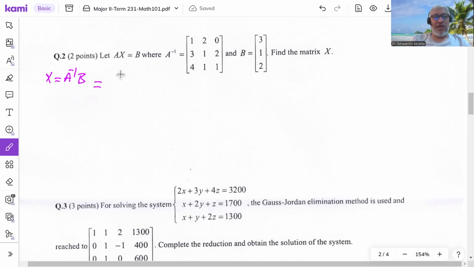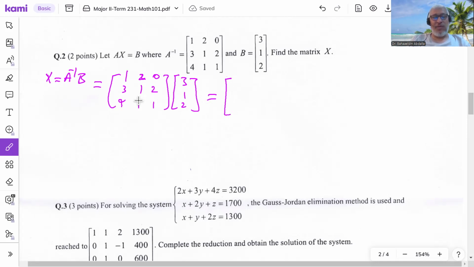Well, A inverse is given in the question, and B is given. So all I need to do is to multiply them. How to multiply two matrices? This is a 3 by 3. And here we have 3 rows and 1 column. Can we multiply? Yes, because we have 3 here and 3 here. What would be the order of the resulting matrix? It would be 3 by 1, so 3 rows and 1 column.